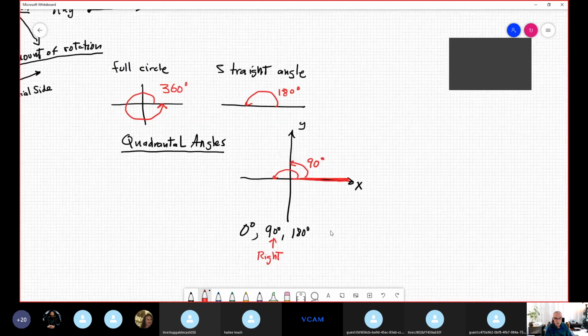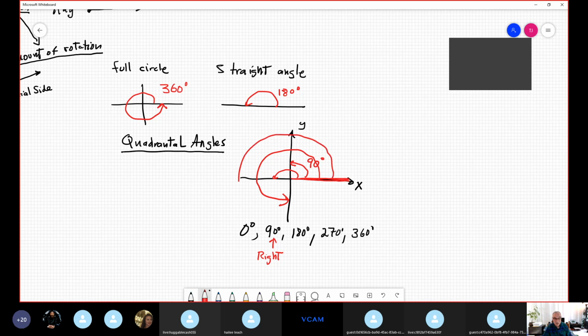It's also straight and quadrantal. Quadrantal is a more general definition, which includes when the terminal side is coincident with the x-axis or the y-axis. Another one is 270 degree, which is this angle. And finally, 360 degree. It's exactly coincident with the 0 degree. So the entire full circle.